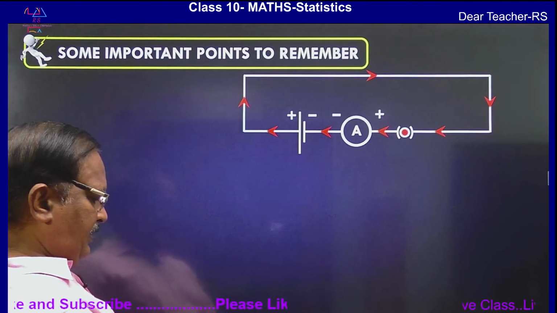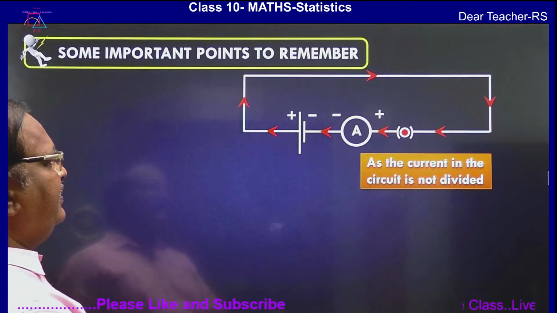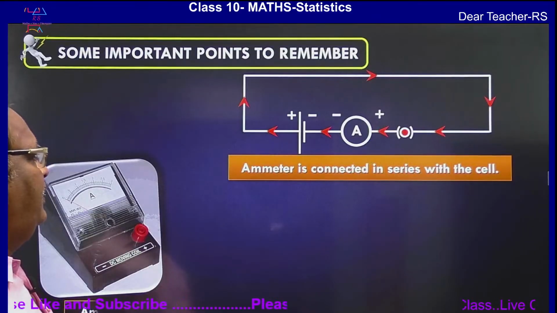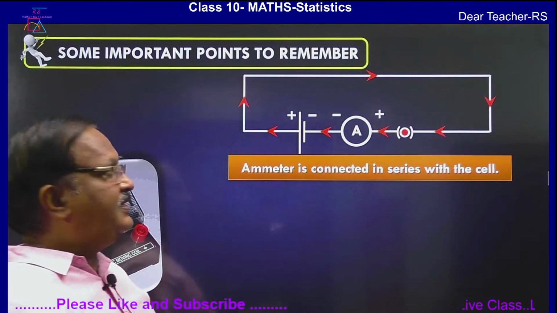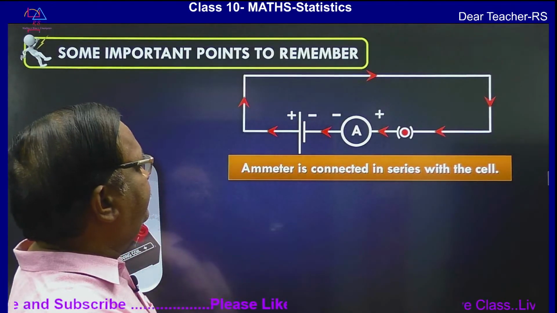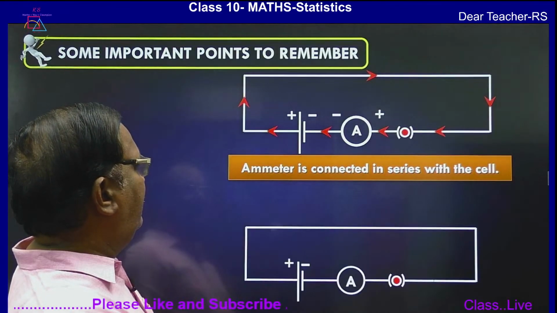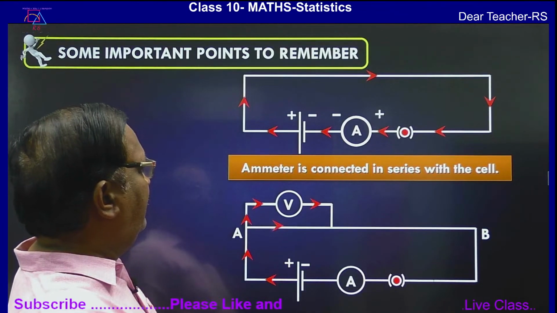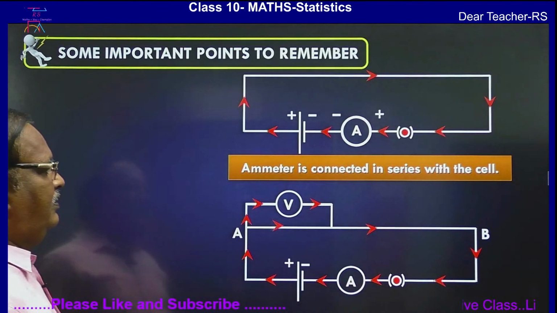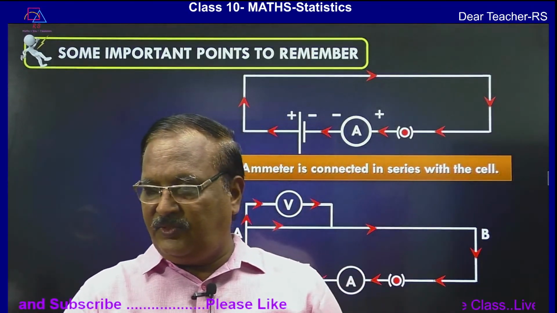Now, see, the current in the circuit is not divided, it is going like this. Okay. So, ammeter is always connected in series, right, connected in series with the cell. And voltmeter is to be connected in parallel. Okay.